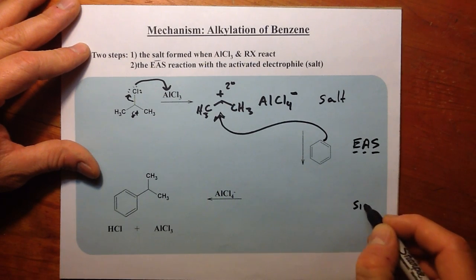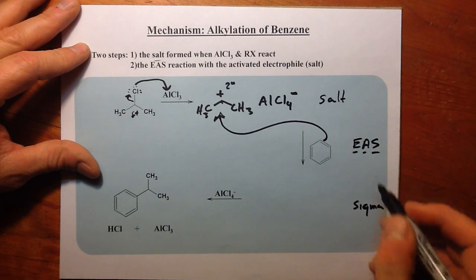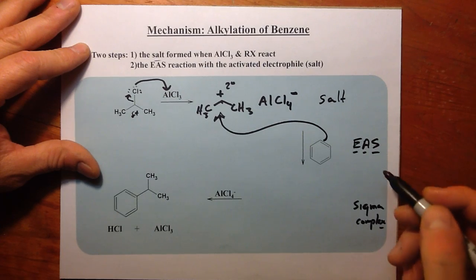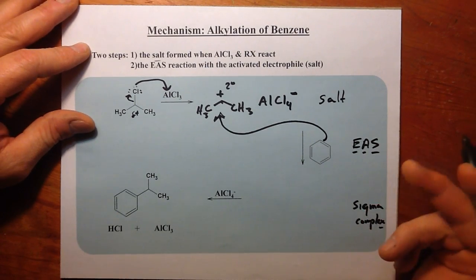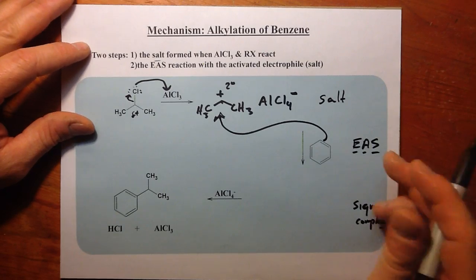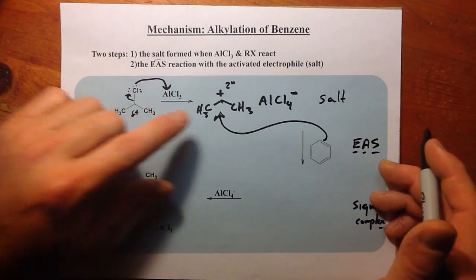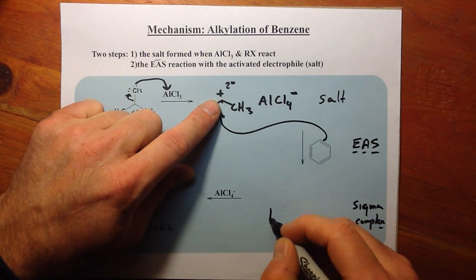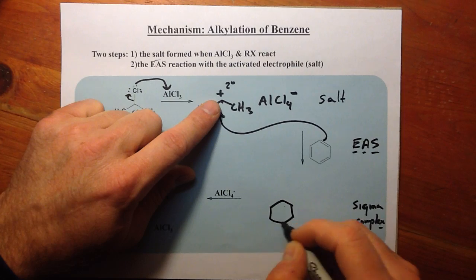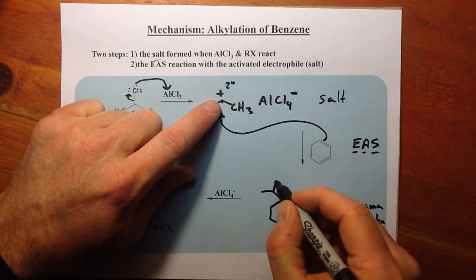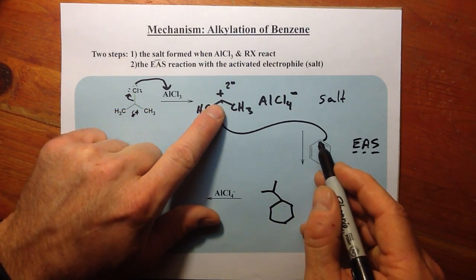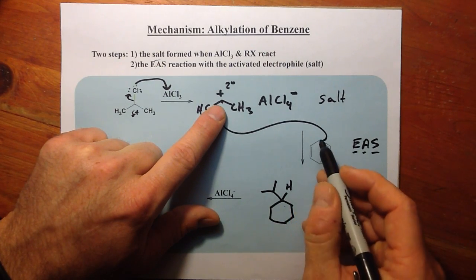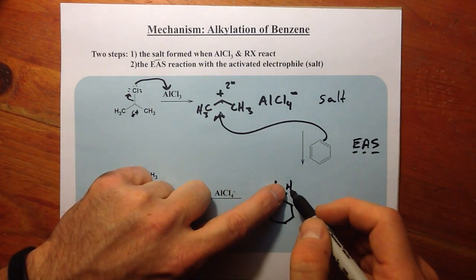So what do we go to? Well, the thing we always went to in EAS was the sigma complex. We go to that non-aromatic intermediate that's formed in every EAS reaction. We just have a different electrophile. So let's put that at the 12 o'clock position. It's just a different electrophile going to be attached here. We still have a proton there. There's a proton there that's going to have to come off.